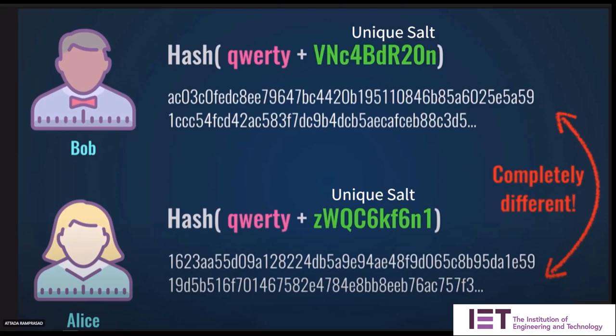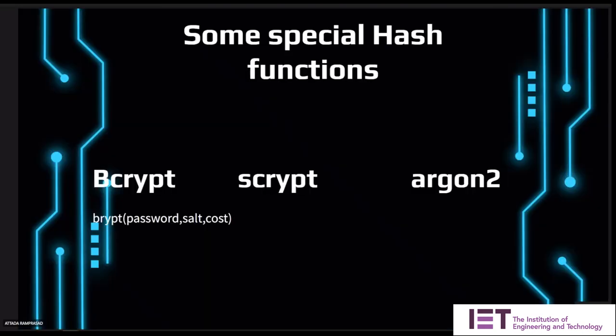Let us now look into the special hash functions. Examples of special hash functions are bcrypt, scrypt, and Argon2. And these largely neutralize the brute force attack. These algorithms take the password as an input along with salt and cost. Now again, what is this cost? Cost is nothing but the number of rounds the algorithm goes through, and this extra work slows it down.